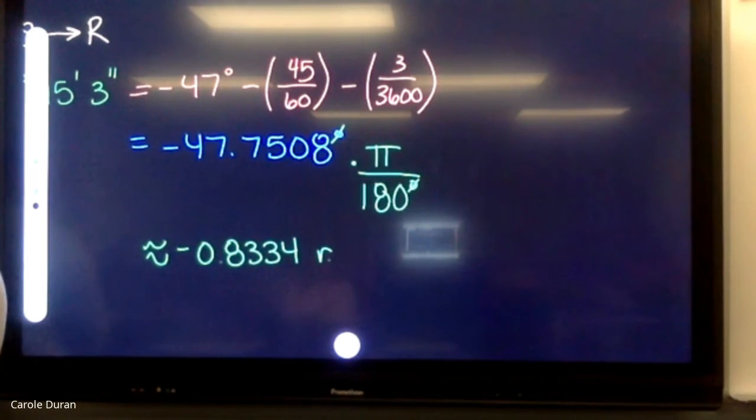Yes, there's overlap between trigonometry and physics. We literally learned the same thing yesterday. That's awesome. That's cool.